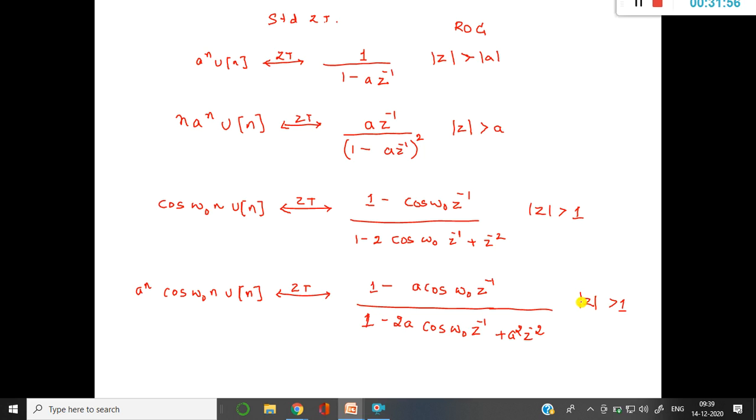Shall I go to the next page or should I wait? I hope you all have copied down these equations. So note down some inverse Laplace transforms, the standard inverse Laplace transforms that we will be using most frequently.